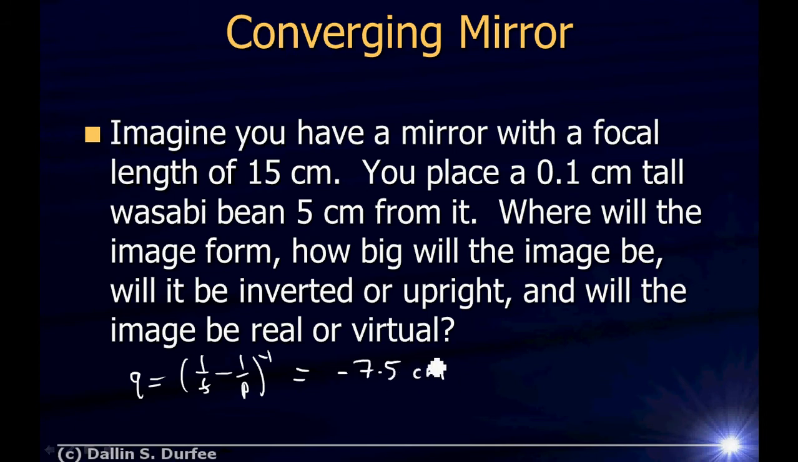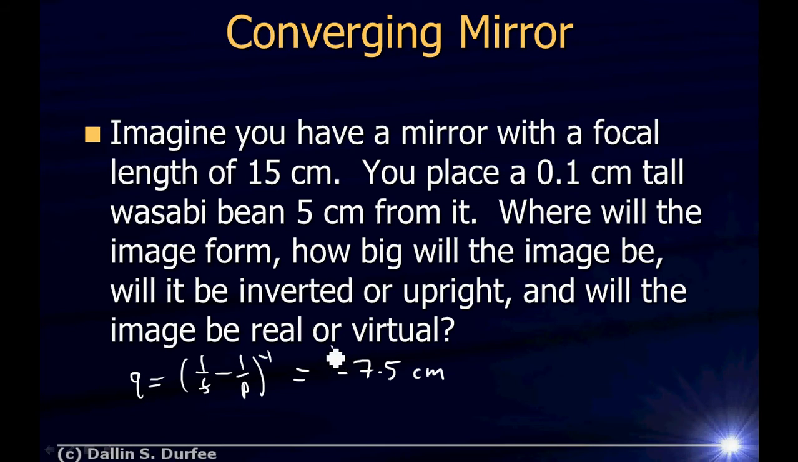All right. So what does that tell us? First of all, Q is negative. That means the image will be on the opposite side of the mirror from the object, the opposite side from where our eye is, on the side that the light doesn't go to. All right? It will be 7.5 centimeters from the mirror. The negative sign also tells us it will be a virtual image, not a real image.